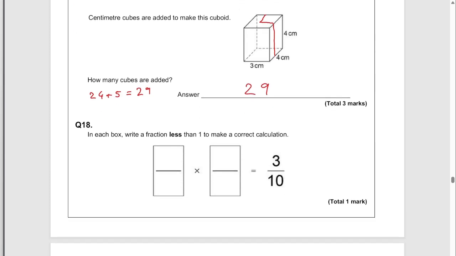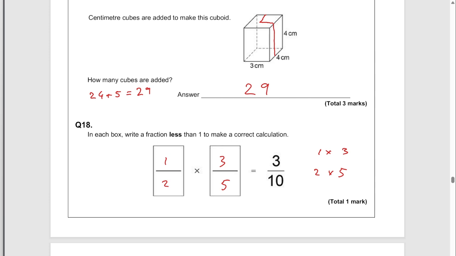Okay, question 18. In each box, write a fraction less than 1 to make the solution correct. So I want two numbers that will multiply together to make 3. So that's going to be 1 and 3. And I need two numbers that multiply together to make 10. So I'm going to go 2 and 5. And then I can't put 3 over 2 because that's 1.5, so bigger than 1. So I'm going to go 1 and 2, and I'm going to go 3 and 5.